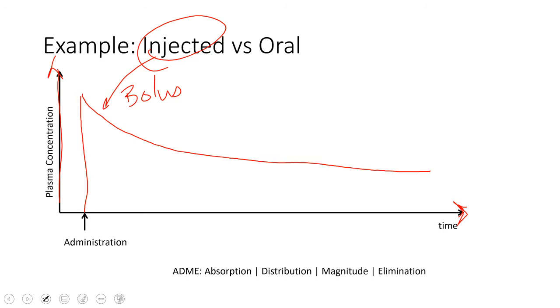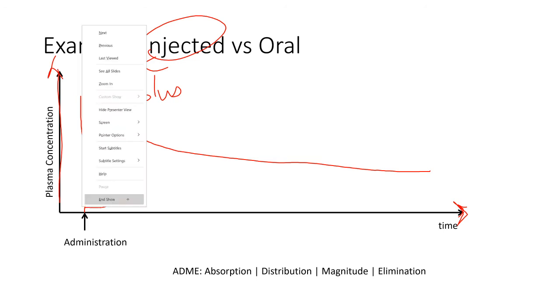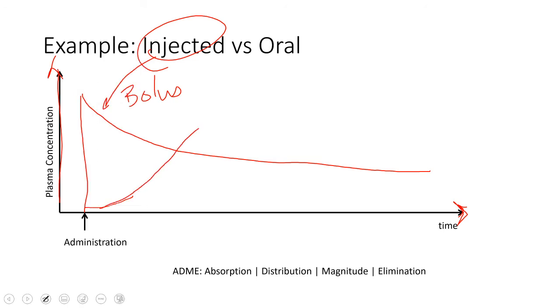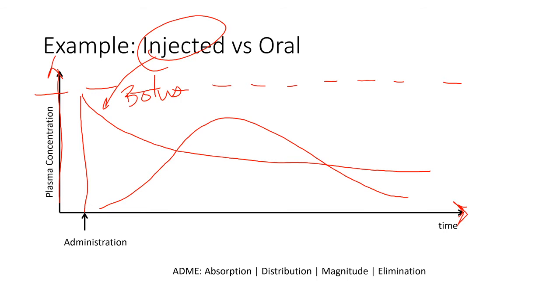Now, with an oral dose, you can get many different things. Usually there's a lag time before it goes into the body, and it will never be as high as the bolus, because some of it will just get peed or pooped out. Or it could not enter the body at all and just stay on that x-axis. So how it is entering the body is very important.